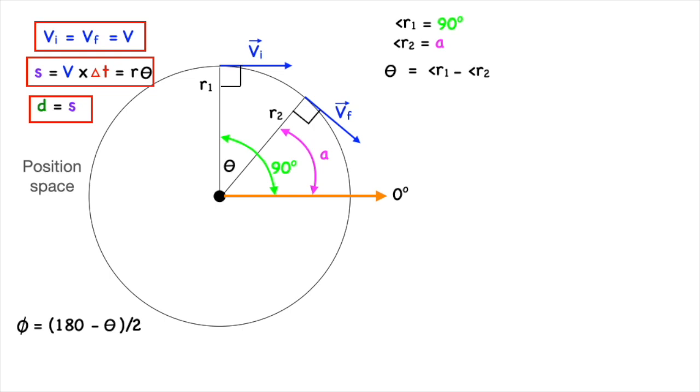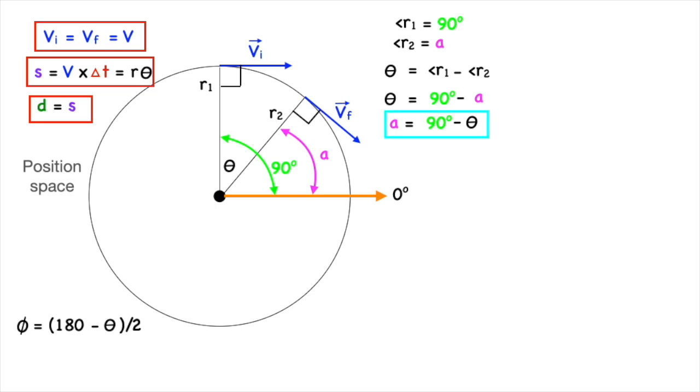Theta is the difference between angle r1 and angle r2, so we write theta equals angle r1 minus angle r2. Therefore, theta equals 90 degrees minus A, or A equals 90 degrees minus theta. Let's put a box around that. We'll need it in a moment.